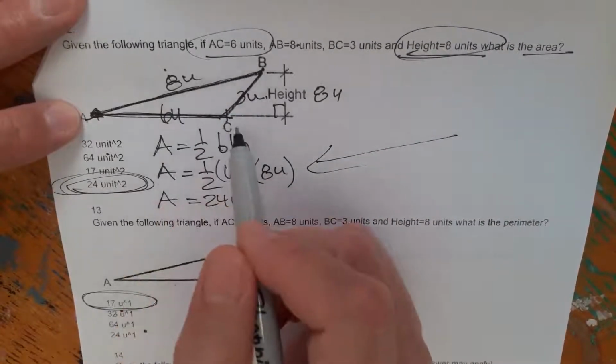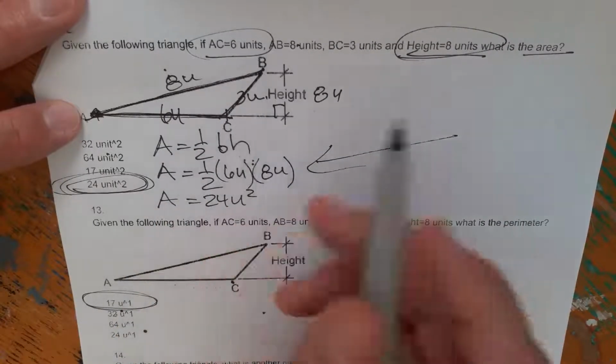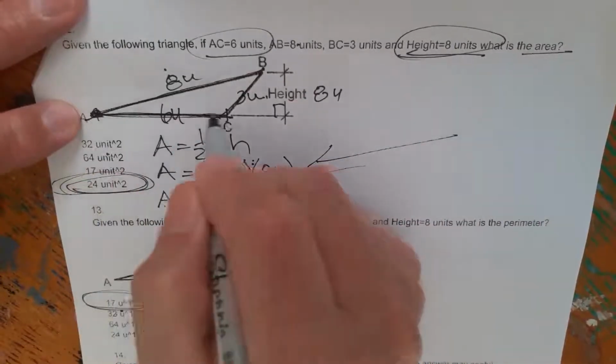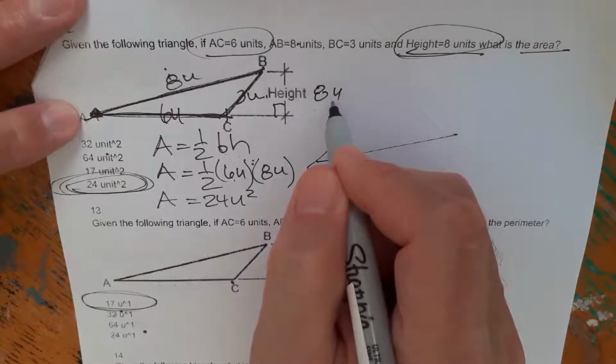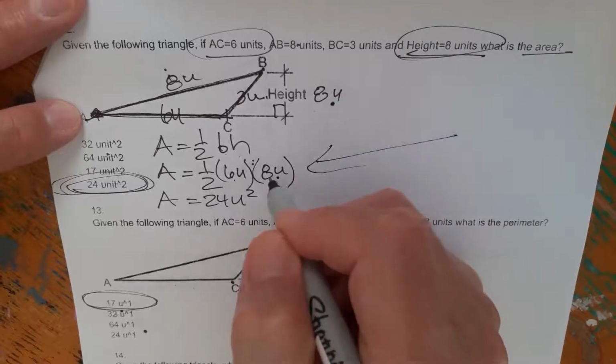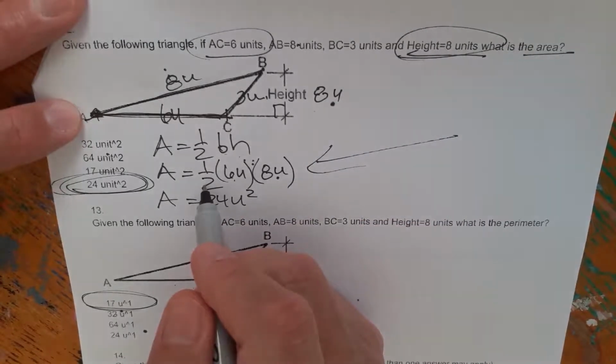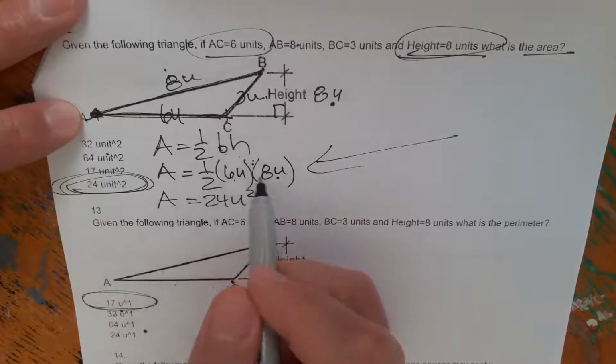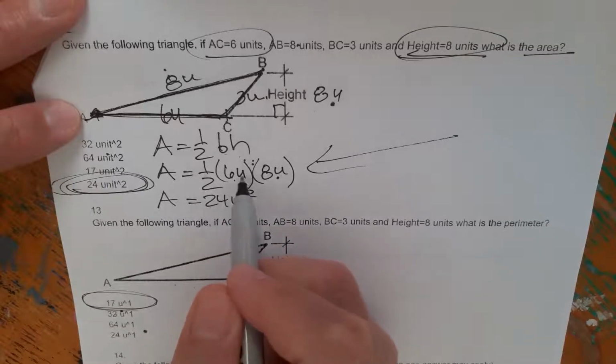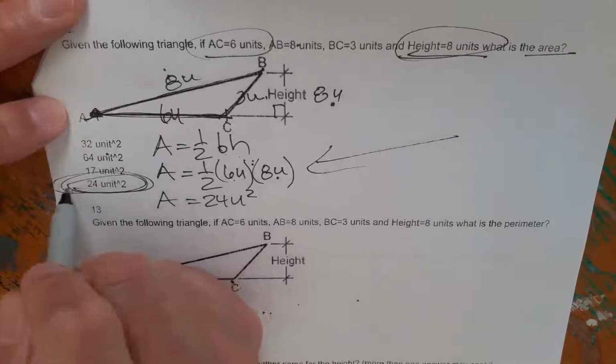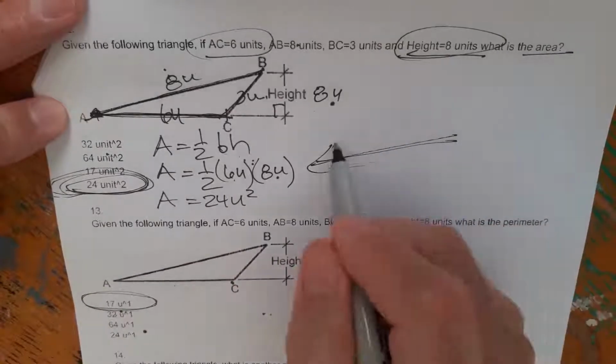We're going to ignore some of the problems with the dimensions. We're just going to go with base times height. Base is 6 units. Perpendicular height is 8 units. So 6 units times 8 units divided by 2 because it's 1/2 base times height. 6 times 8 is 48. Divided by 2 is 24. Units times units is units squared. 24 units squared.